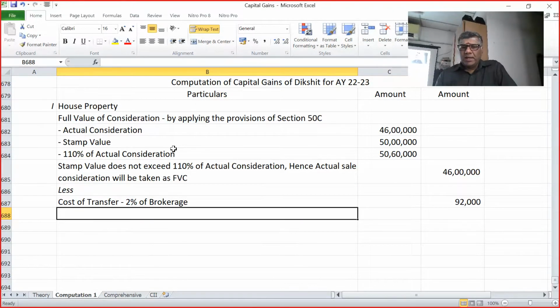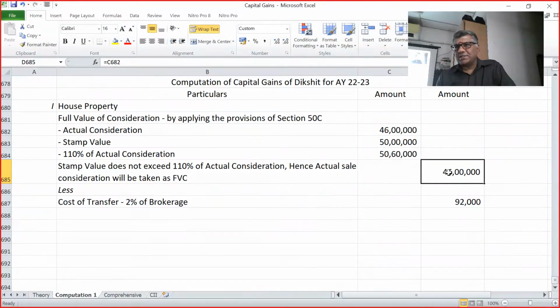Please understand. In this case, fortunately, you had 46 lakhs. Suppose this is 51 lakhs. I would have taken 51 lakhs, whereas for computing brokerage, I should take the original consideration. I will not pay brokerage on deemed consideration. Deemed consideration is only for income tax. I will not tell the broker that the stamp value is so much. I will only tell him whatever price you get me, on that 2% commission will be paid. So even if stamp value is taken, brokerage will be computed on the sale consideration only.